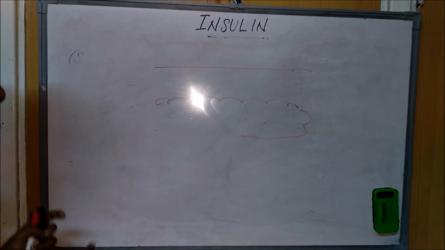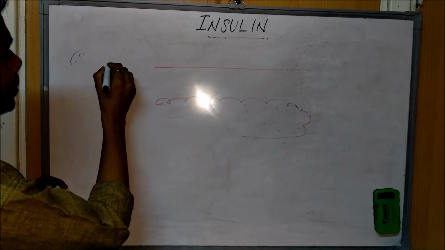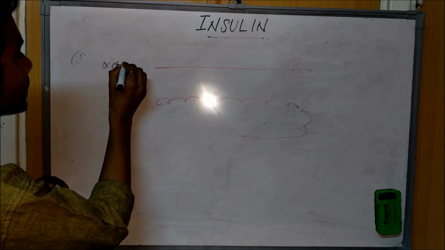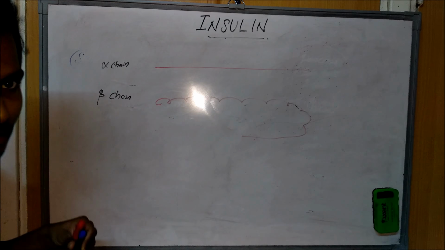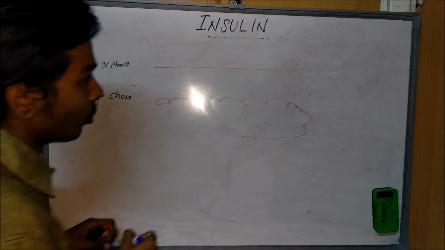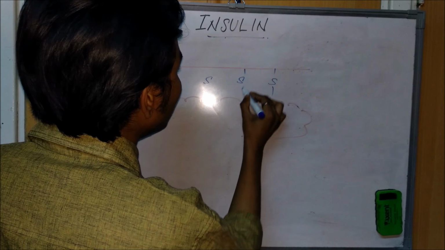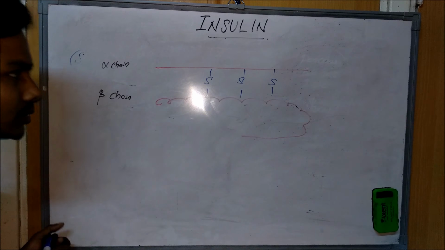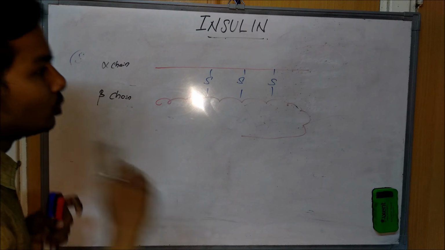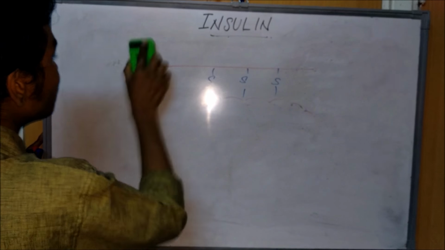Insulin has two polypeptide chains, an alpha chain and a beta chain, which are connected by two disulfide bonds.